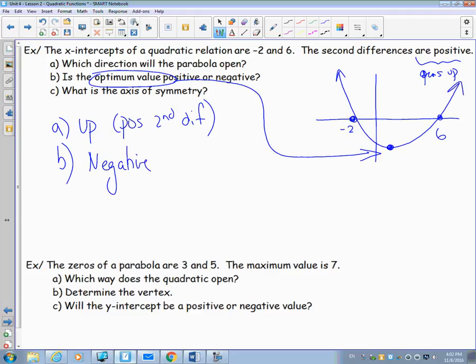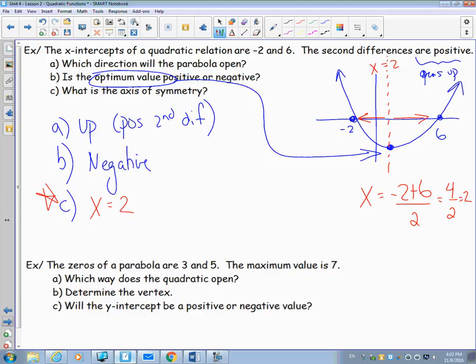What is the axis of symmetry? Now this is a key one. Something cool about the axis of symmetry. Remember our idea that this graph is symmetrical? Well, this distance has to equal this distance all the time. So if I want to figure out an axis of symmetry, I can take my two zeros and find their midpoint. In other words, add them together and divide by 2. If I do that, I get 4/2, which is just 2. I know my axis of symmetry. It's always halfway between the two zeros. And that's, again, a key point.